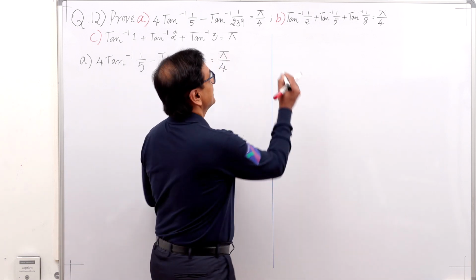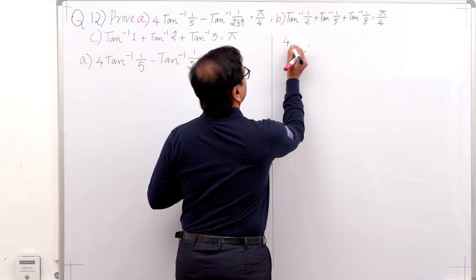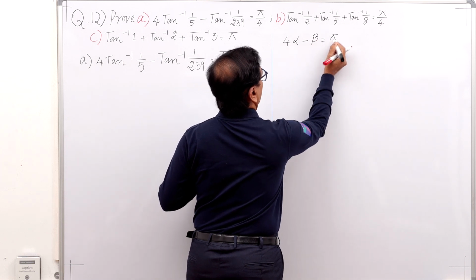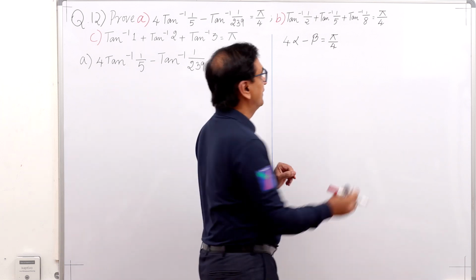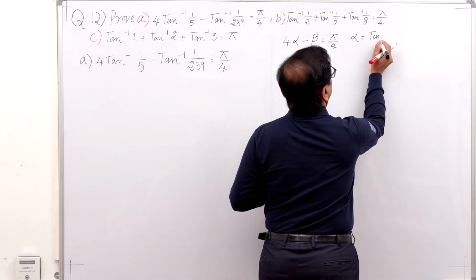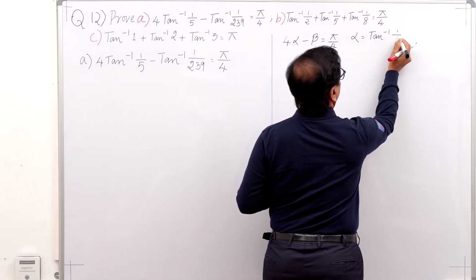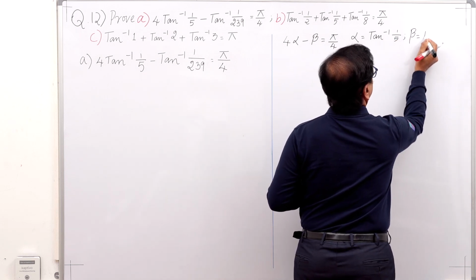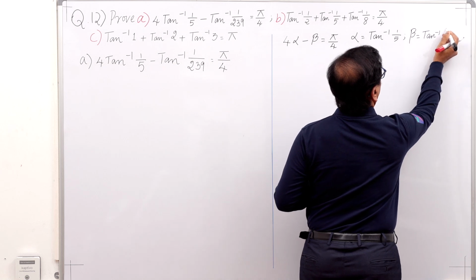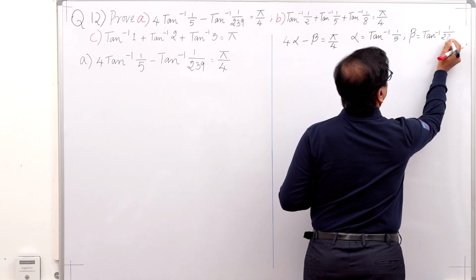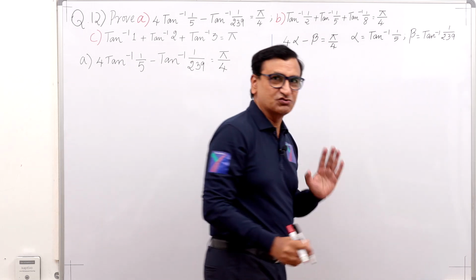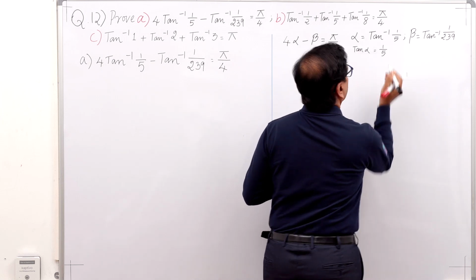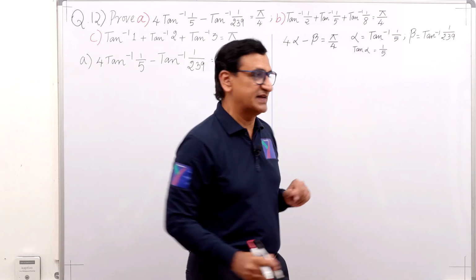What we have to prove is 4 alpha minus beta equals pi by 4, where alpha equals tan inverse of 1 over 5, comma, beta equals tan inverse of 1 over 239. We also know that tan alpha equals 1 by 5 and tan beta is 1 over 239.